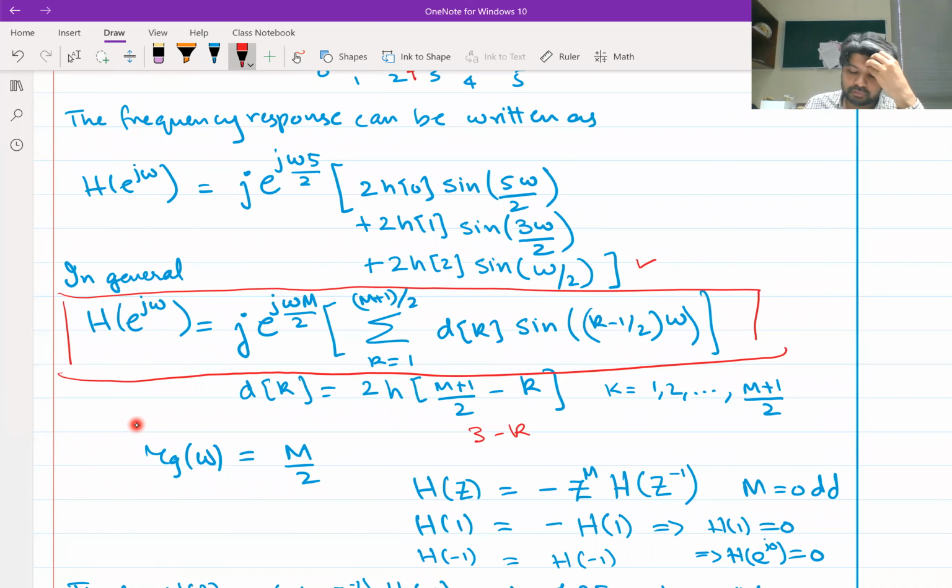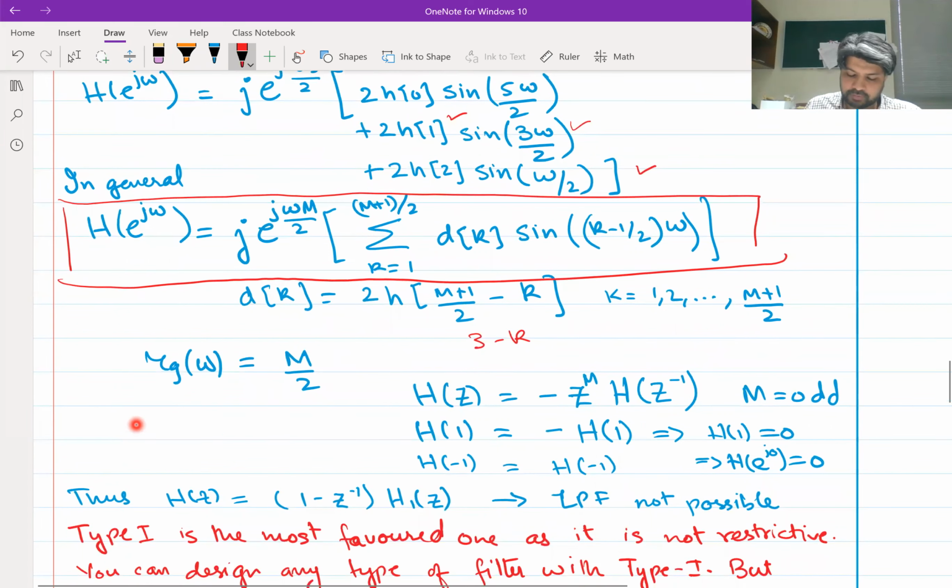K is equal to 2, you have 3 minus 2 is 1. ठीक है? So h of 1 आ जाएगा इधर, और यहाँ पर आ जाएगा 2 minus half would be 3 by 2. So this gets verified, right? So you can verify by plugging in different values of n, and the group delay here is m by 2.